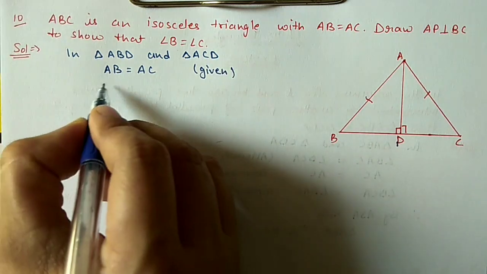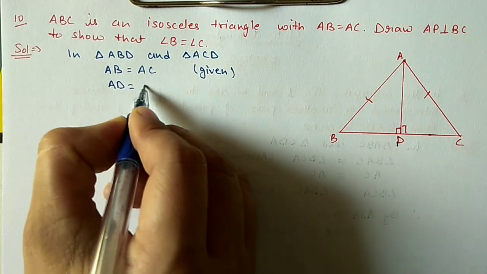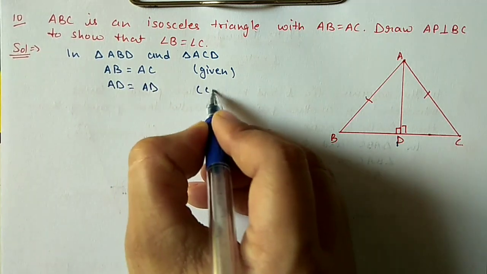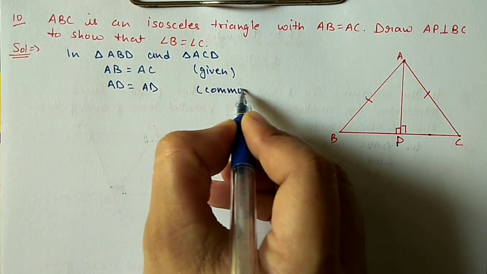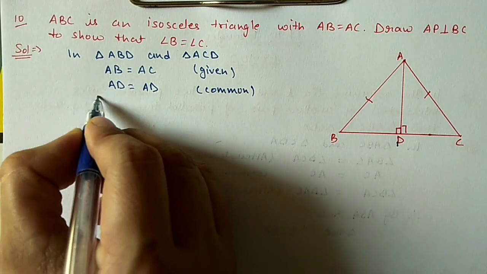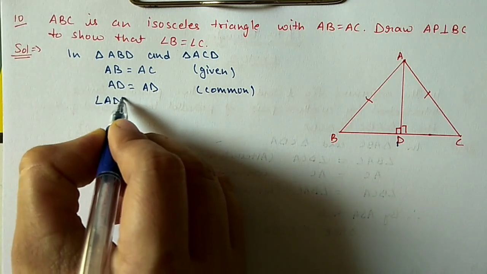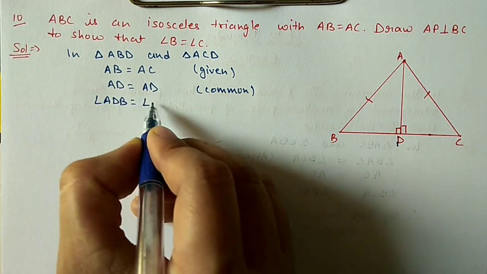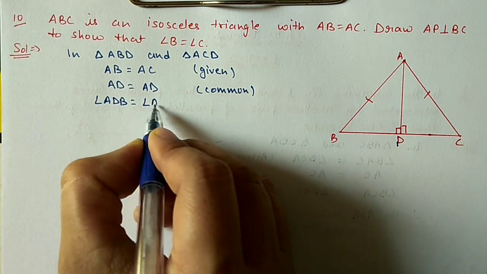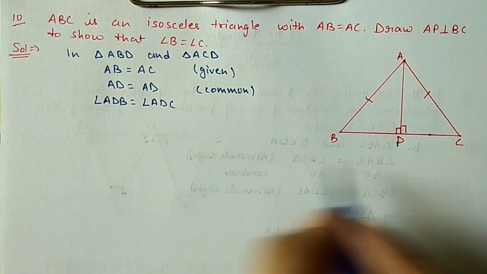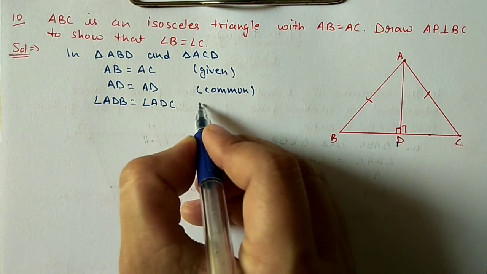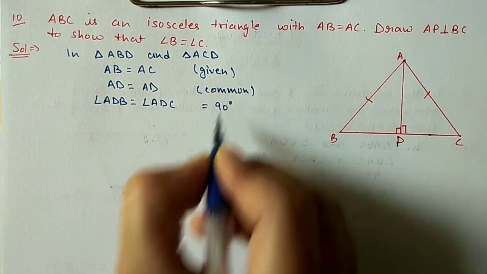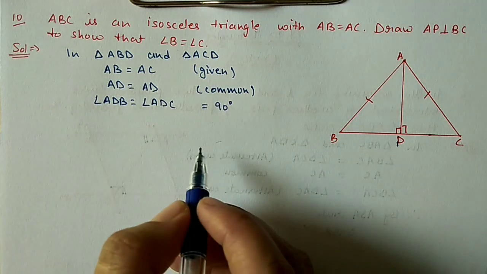Second, we can say AD is equal to AD. It is common for both the triangles. Then third, we can say angle ADB is equal to angle ADC. Both are equal to 90 degrees. This is also given in the question.